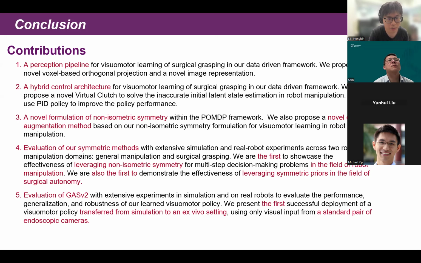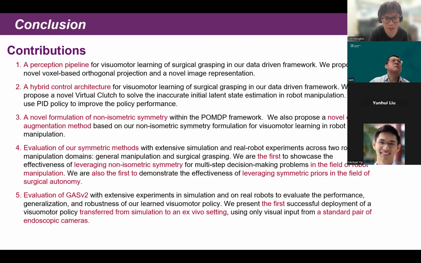For the evaluation of the symmetric method, we conduct experiments in two domains, including general manipulation and surgical grasping. We are the first to showcase leveraging non-isometric symmetry in a multi-step decision-making problem in the field of general robot manipulation. And we are also the first to showcase the effectiveness of leveraging symmetric priors in the field of surgical autonomy. We also evaluate our data-driven framework here, and we showcase the performance, generalization, and robustness.